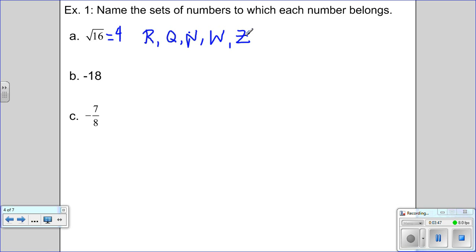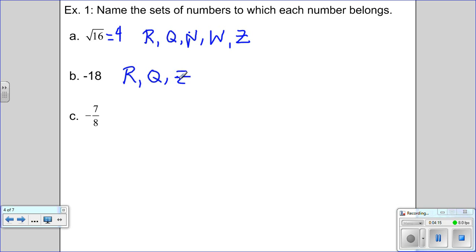Okay, letter B, negative 18. Let's start at the top. It's a real number. Can it be written as a fraction? Yes, negative 18 over 1. So that means it's a rational number, Q. Is it a natural number? No, because it's negative. It's also not a whole number, but it is an integer. Negative 18 is definitely an integer, so we've got 3 groups here: the reals, the rationals, and the integers.